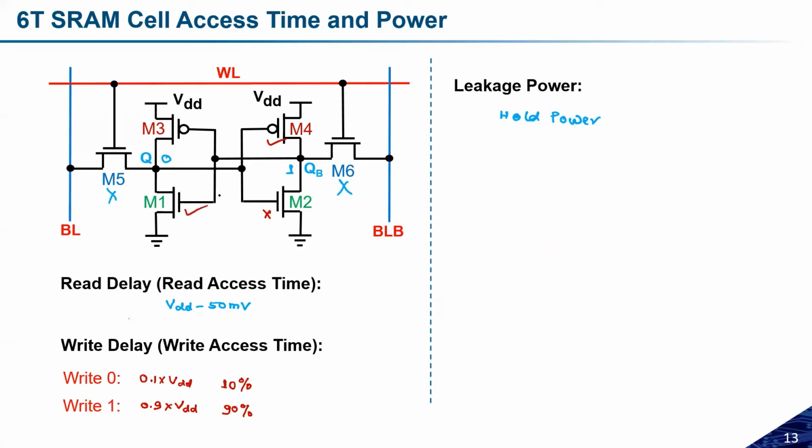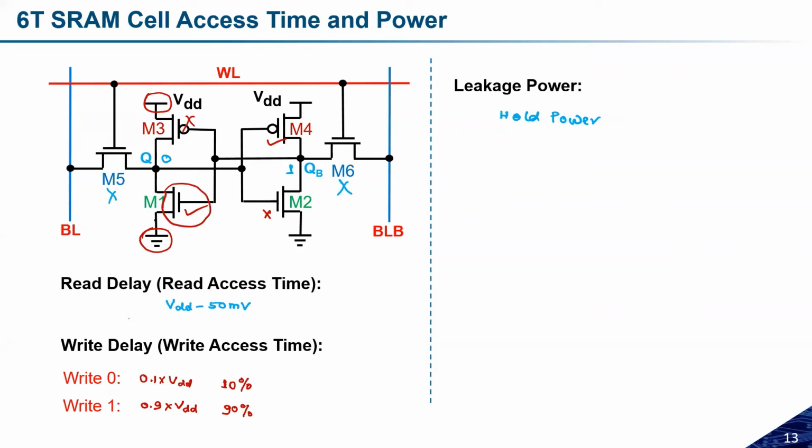And here, because the QB is equal to 1, this is on and this is off. Ideally, there is no path between this VDD and the ground here. So ideally, the leakage power dissipation should be 0. But at deep micron technology, there is some subthreshold current flow, because this transistor is off, so the perfect current will flow here.